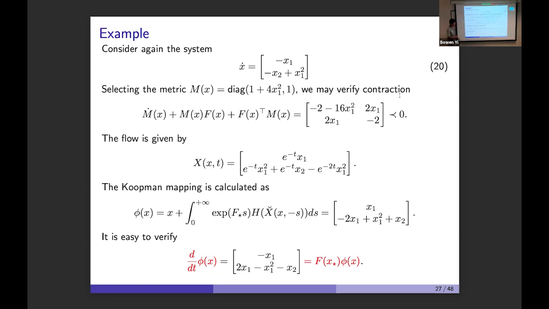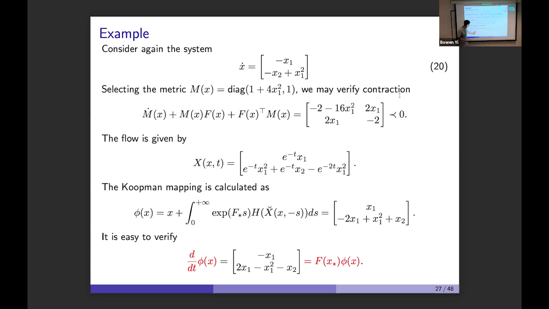Because here in the last line you have f of x star. So what is f of x star? We calculate the Jacobian with the -1, 0, and 2x1 and -1. So you're saying the last line is supposed to be a calculation of it. It's easy to verify.